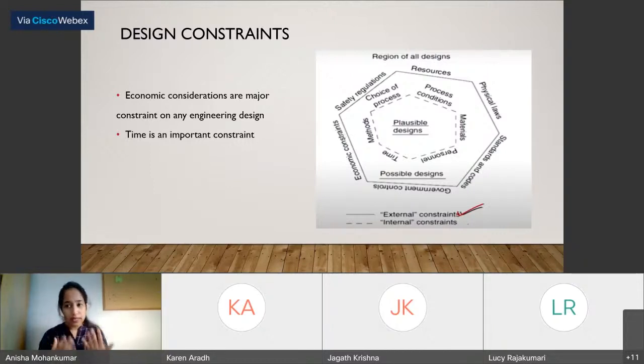It is somebody else who's funding the project, or it is many people, or it must be the government who's funding the project. So whatever funds you get, you should make sure that your whole process is working in that particular economic condition. So those are the design constraints.